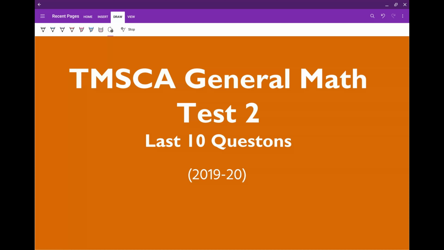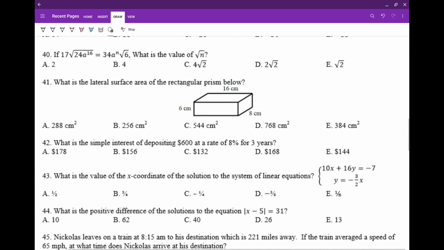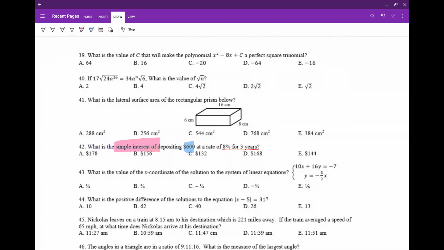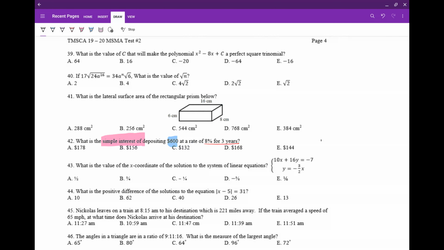Let's go to question 42 of General Math Test 2. 42 is asking for the simple interest. Your deposit is $600, and then the rate is 8%, and you're doing it for 3 years. So this is simple interest. The formula for this is principal times rate times time, and that's equal to the interest. Okay? And it's asking for the interest, it's not asking for your total amount after 3 years.